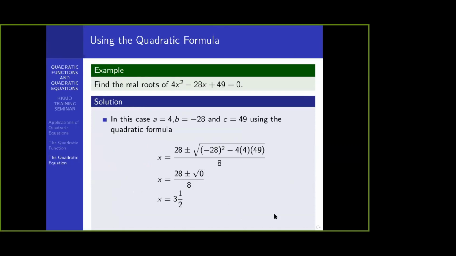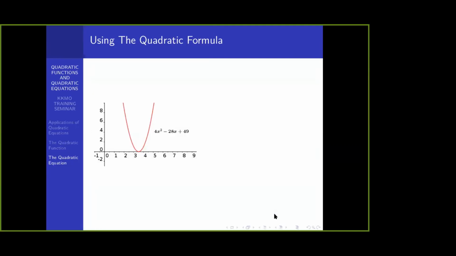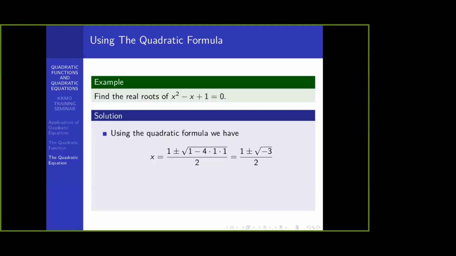So this is repeated. And you can sketch this like that. It has a repeated root and will be facing upwards. So that shows you where the root is, about 3.5.